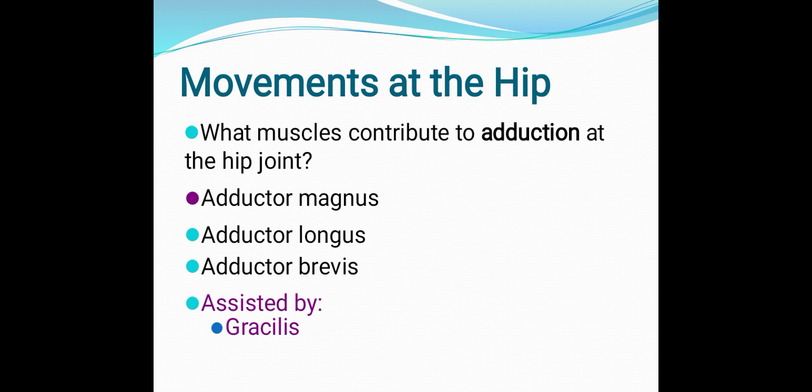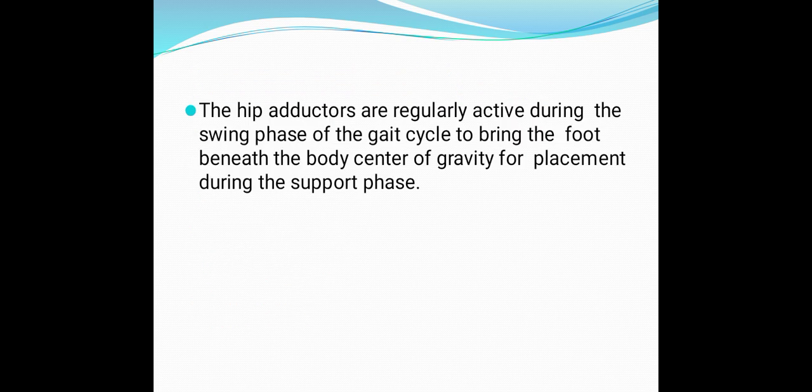The other three adductor muscles also contribute to flexion and lateral rotation at the hip, particularly when the femur is medially rotated. The hip adductors are regularly active during the swing phase of the gait cycle to bring the foot beneath the body's center of gravity for placement during the stance phase.